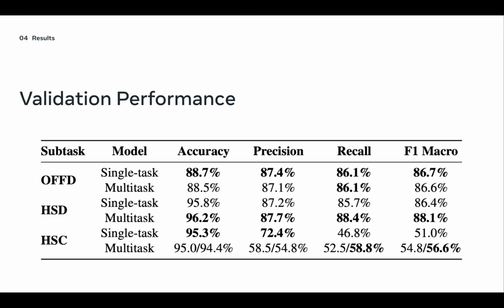So the results. Here's an ablation study where we show that when we train a single task model versus a multitask model, we find that the offensive detection task actually performs better using the single task model. However, multitask helps the hate speech tasks, as they have more imbalanced data. And here we show, in the hate speech classification, the results before and after self-correction as previously described.